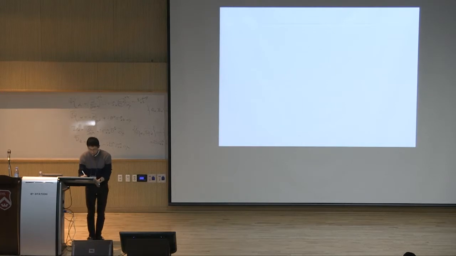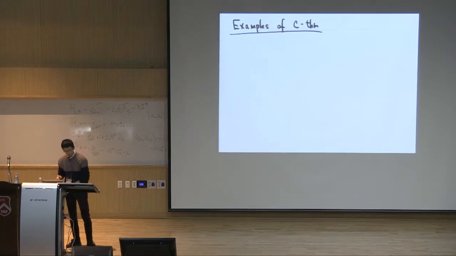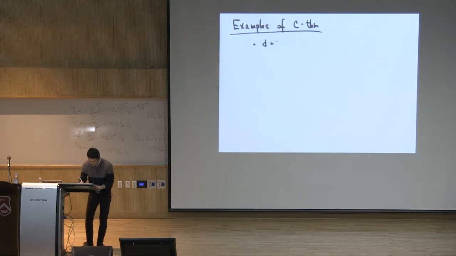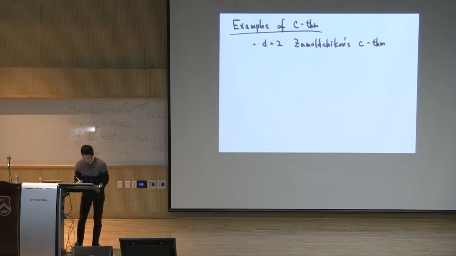Actually, there are many examples of C theorems. There are of course some theoretical motivations, but we also know many examples. That's why we expect the C theorem to hold in general. The most famous example is the two-dimensional case, the Zamolodchikov C theorem. It states that if you compare the values of the central charges at fixed points, then the central charge of the UV is always greater than or equal to the IR value. So C is the central charge in two dimensions.